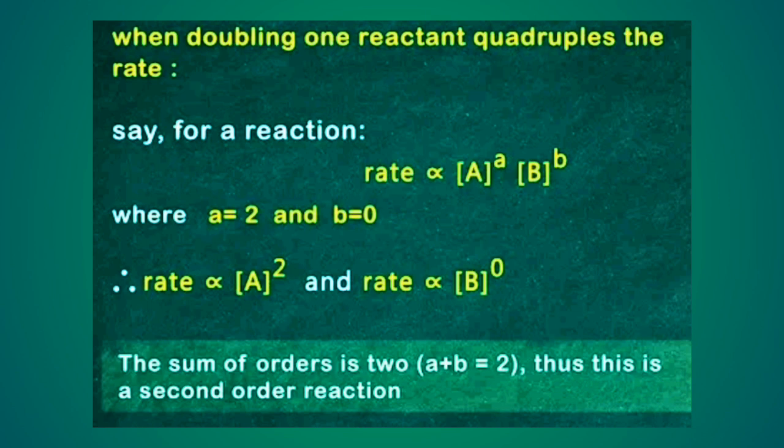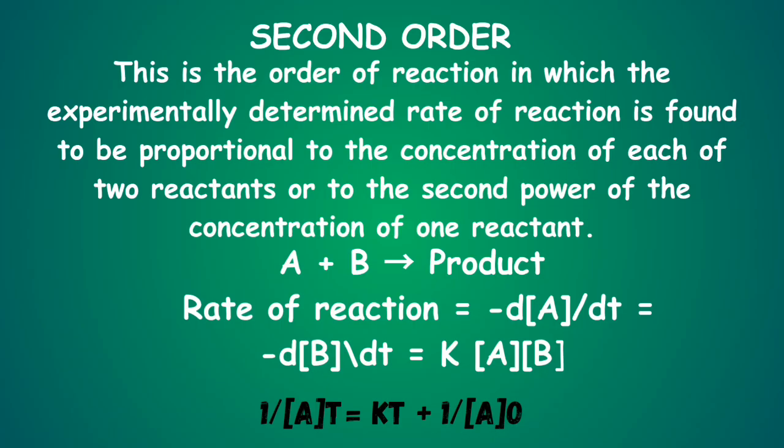So if a is equal to 2, b is equal to 0, then we have the rate to be directly proportional to 2 plus 0, which is still 2. That is a second order reaction. I'm talking about second order. This is the order of reaction in which it is experimentally determined and found that the rate of reaction is proportional to the concentration of each of the two reactants or to the second power of the concentration of one of the reactants. So, of course, rate of reaction is directly proportional to the concentration of A raised to power 2.